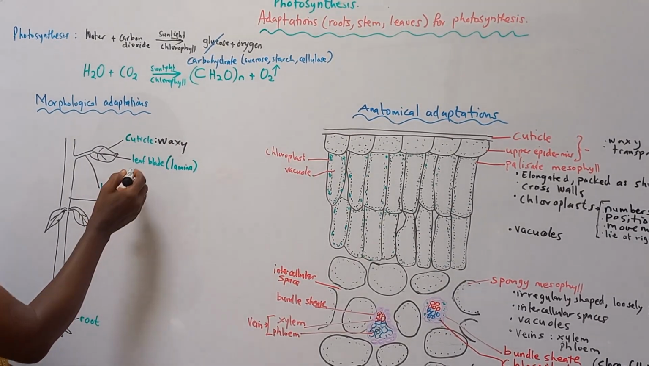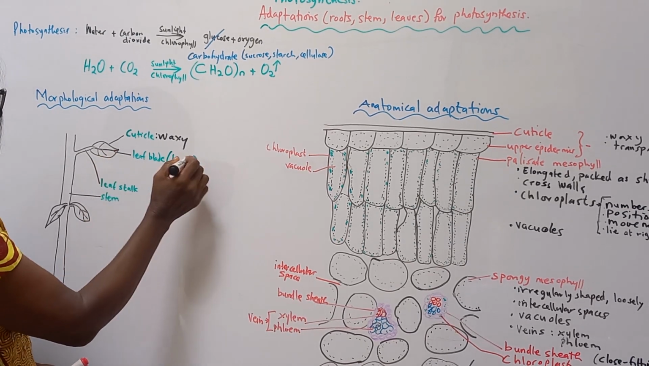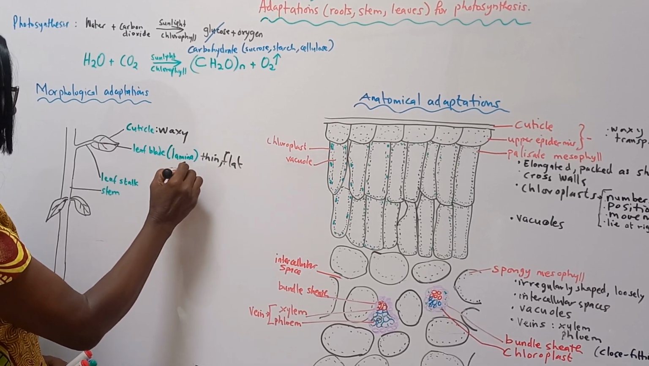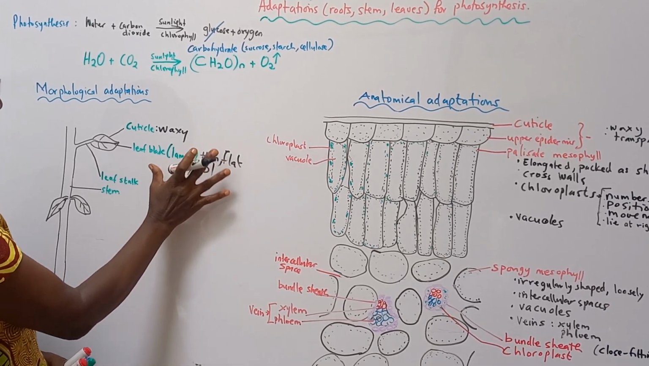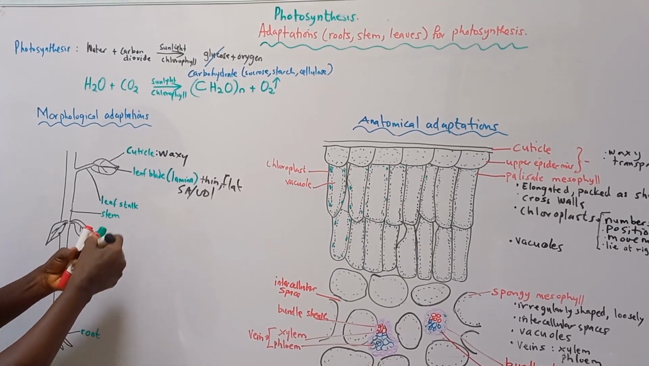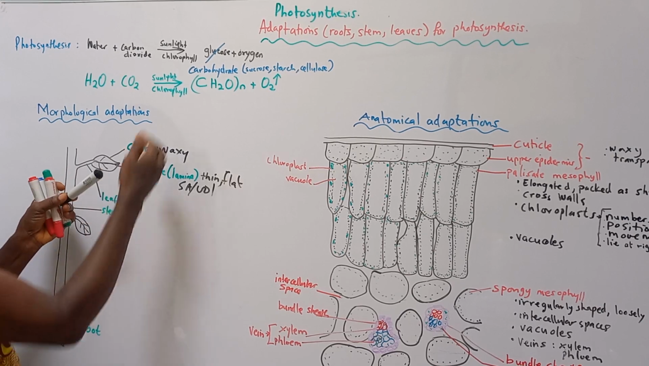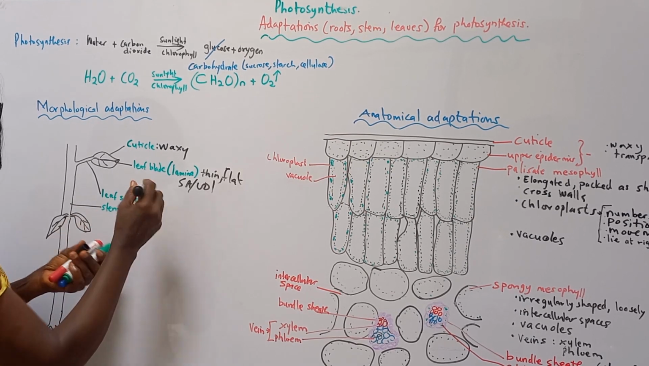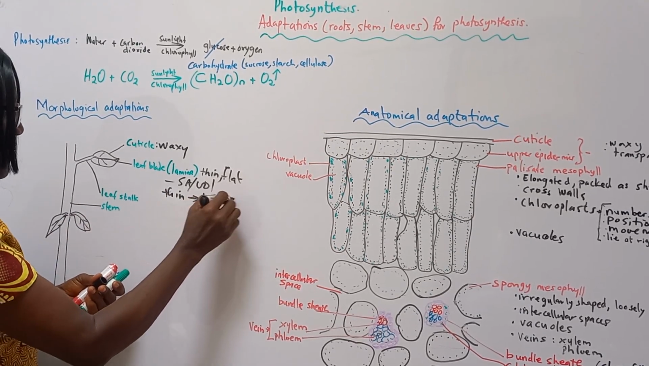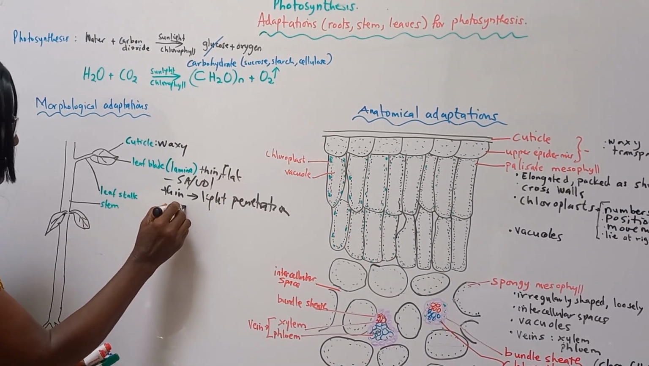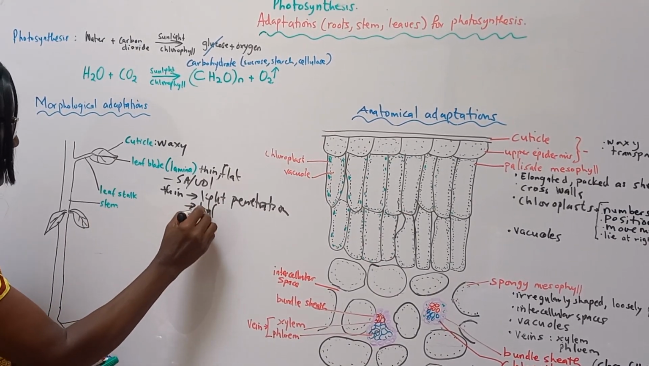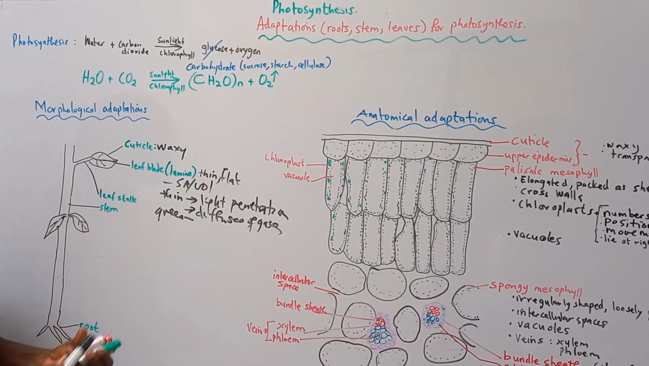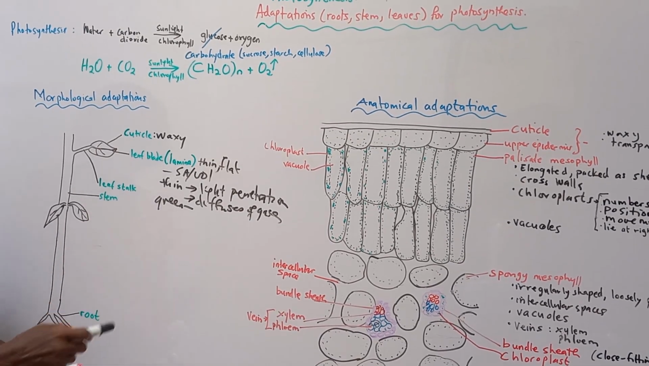Then you have the leaf blade. This leaf blade is thin and flat, so it has a large surface area to volume ratio, presenting a wide surface area for sunlight to be incident on it for photosynthesis. Its thinness will also enable light penetration to be efficient, and enables diffusion of gases easily. And then the leaf blade is green with chlorophyll to photosynthesize. So that's for the leaf blade or lamina.